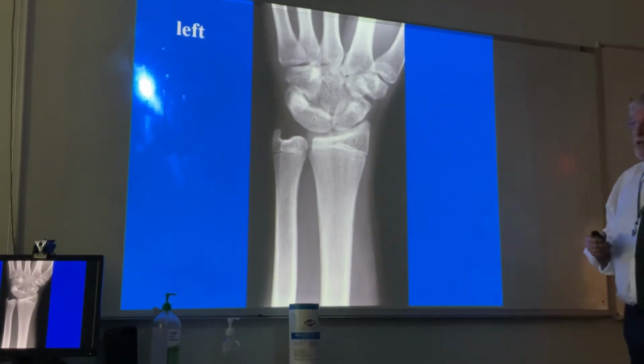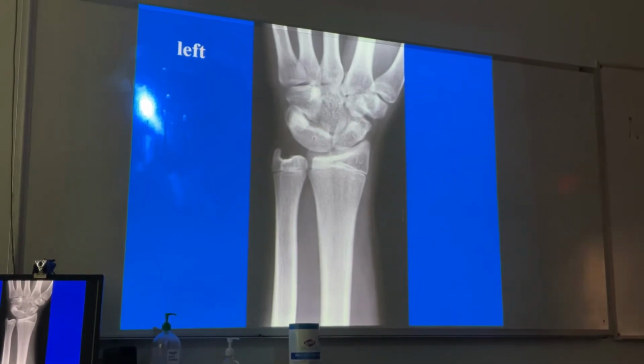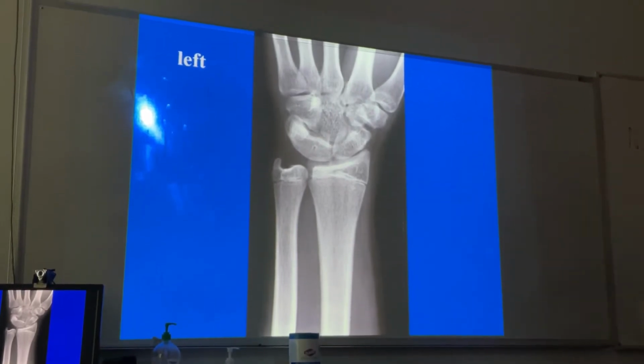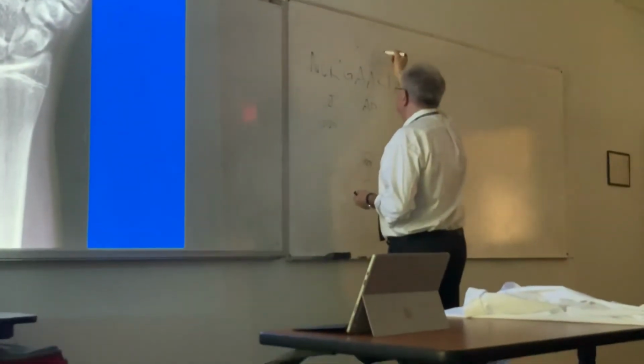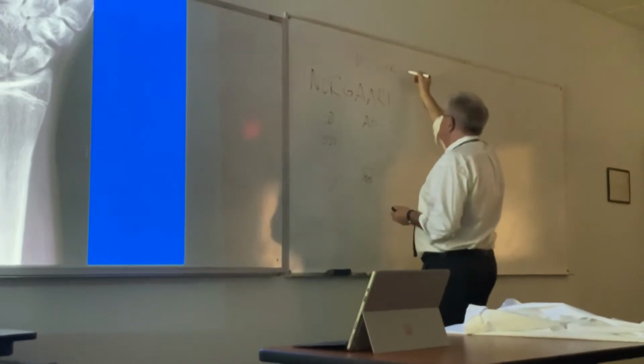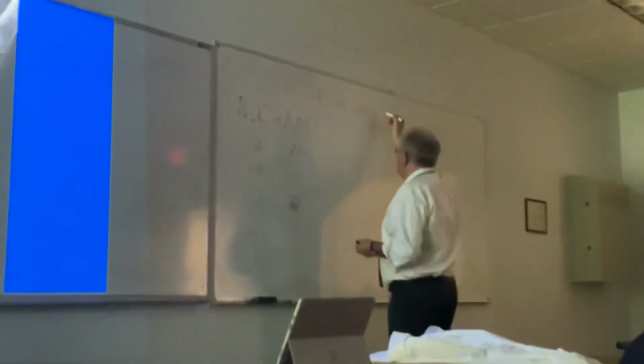It's a normal variant because there should be a joint space between lunate and triquetrum. Okay, and it's also the most common site for carpal coalition.